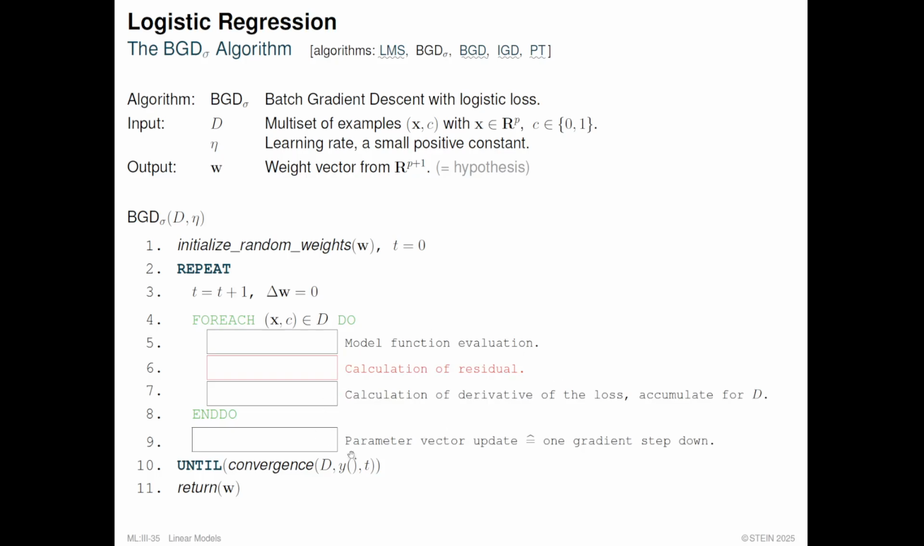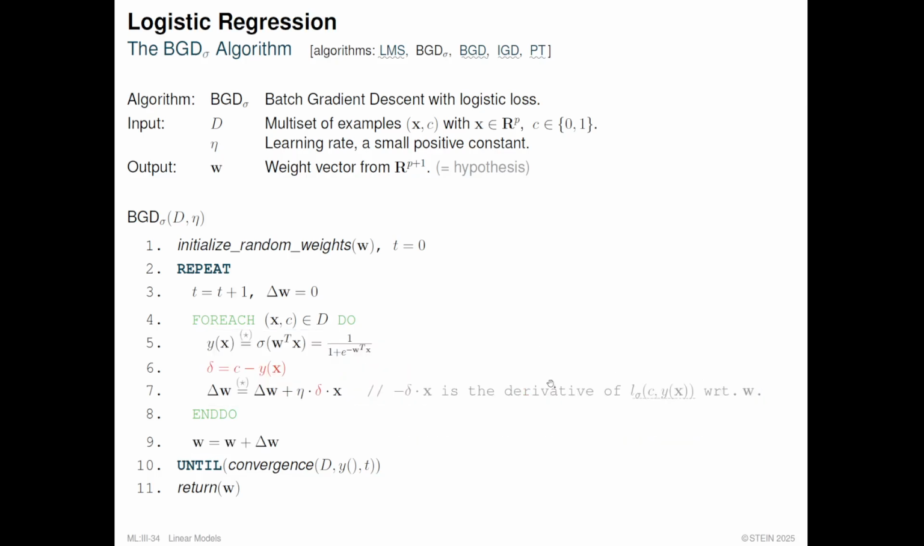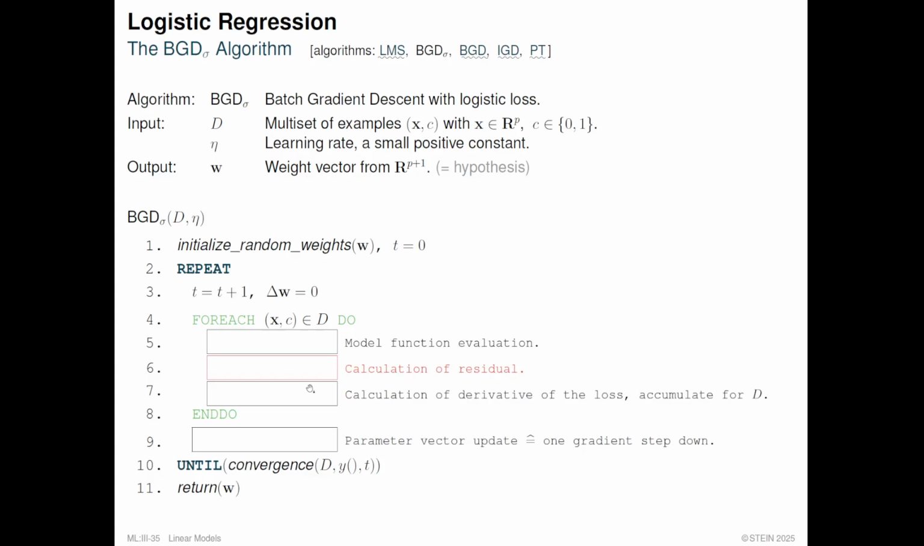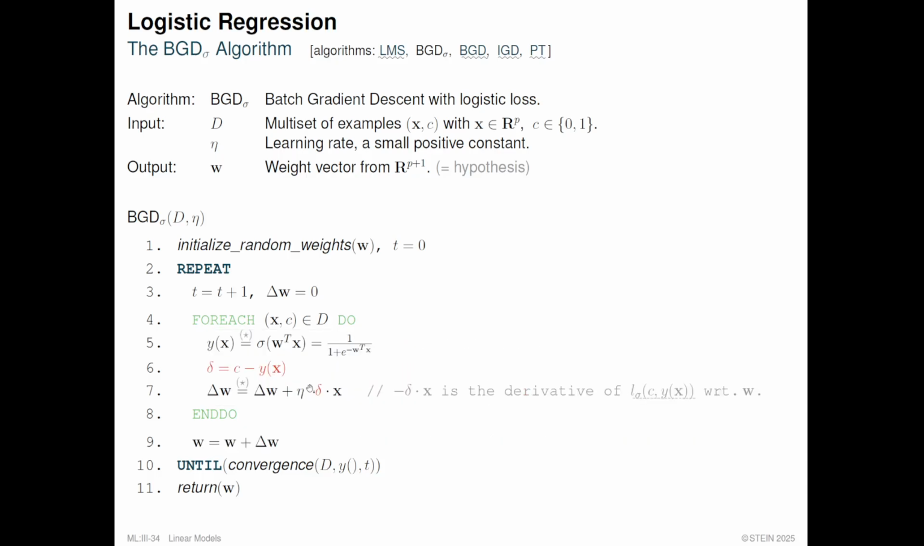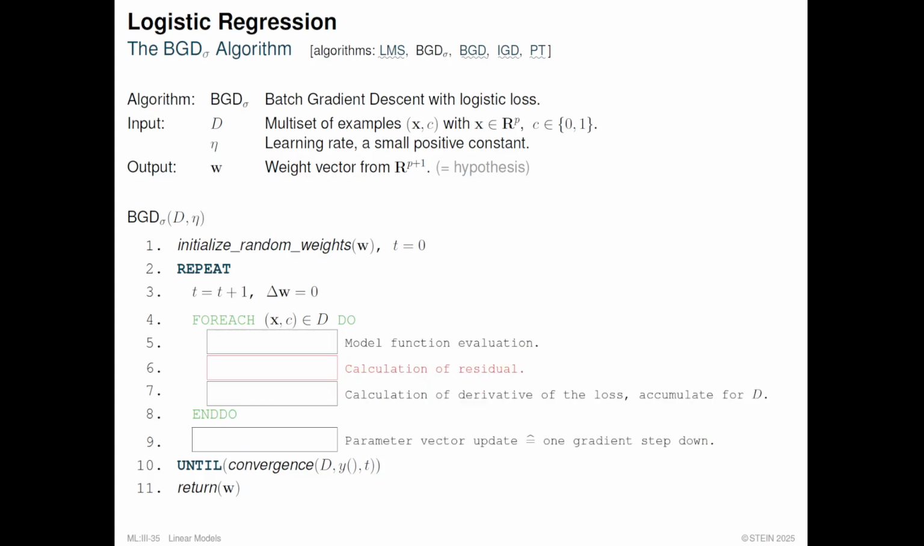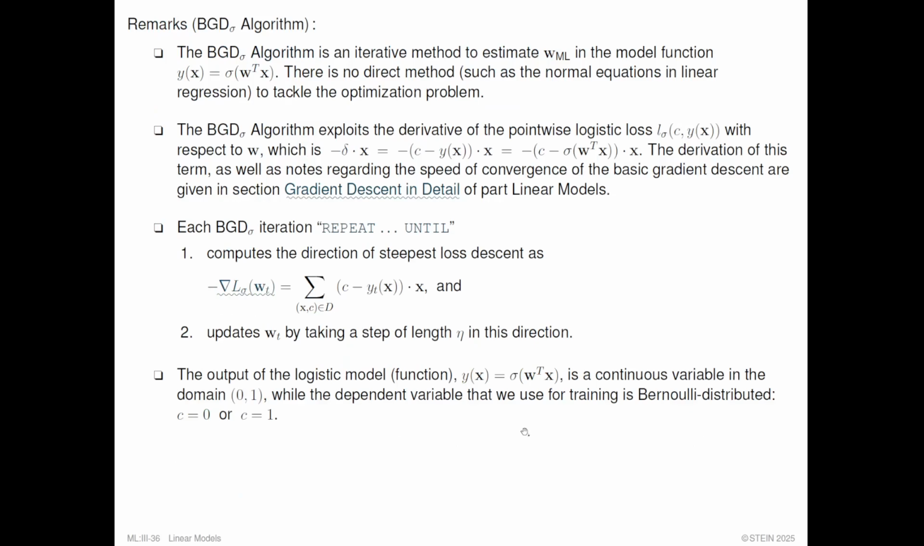So here's the abstract representation of that. Evaluate your model, compute your residual, so the error in this case, compute the derivative, accumulate it, but keep in mind that this minus here is becoming a plus because the derivative points into the direction of the steepest ascent, but we want to go down. And here we have the parameter vector update, so for all seen samples, we apply one large update.